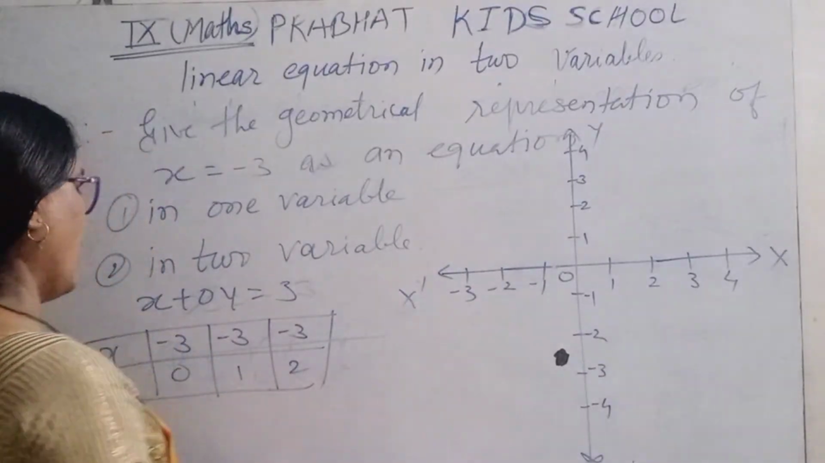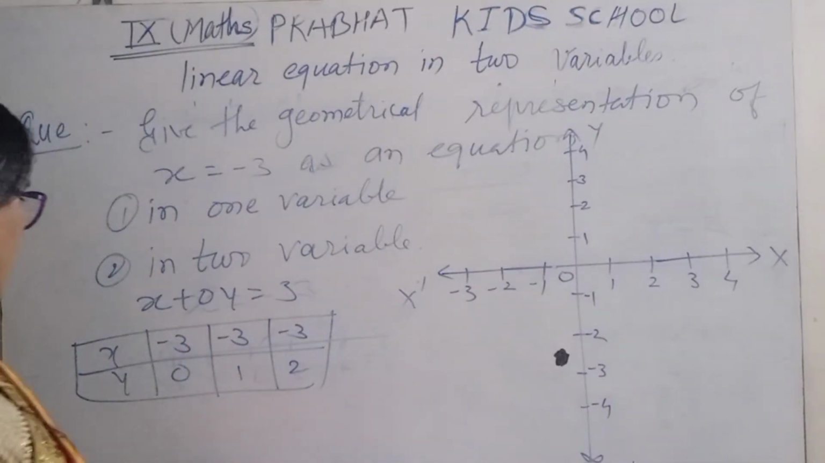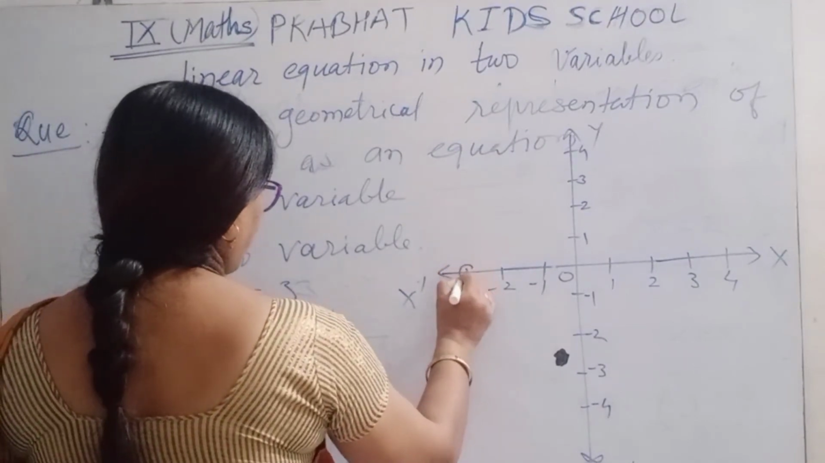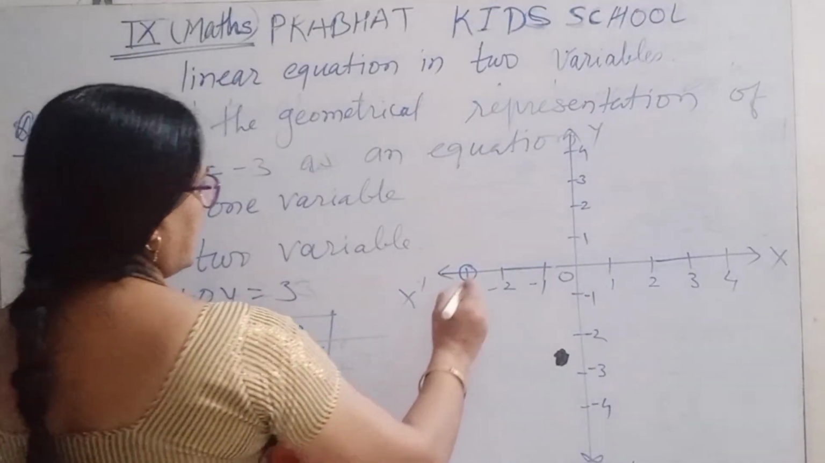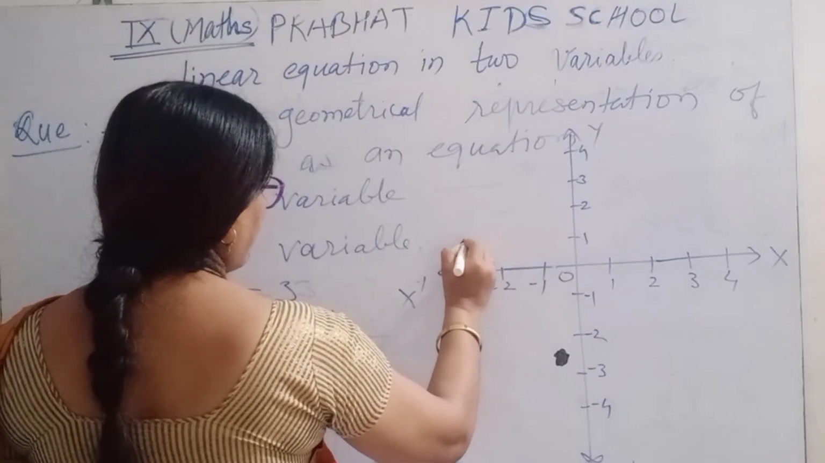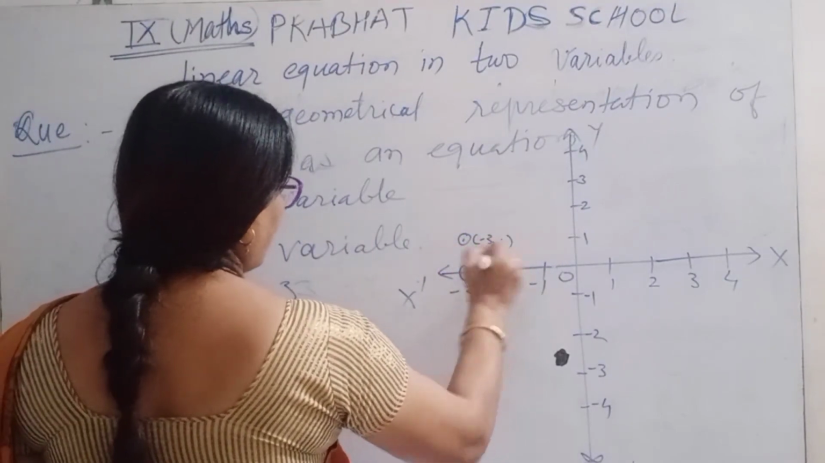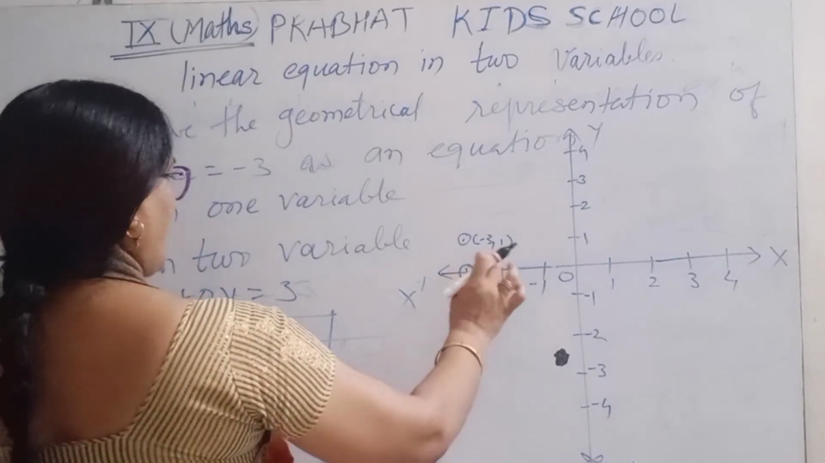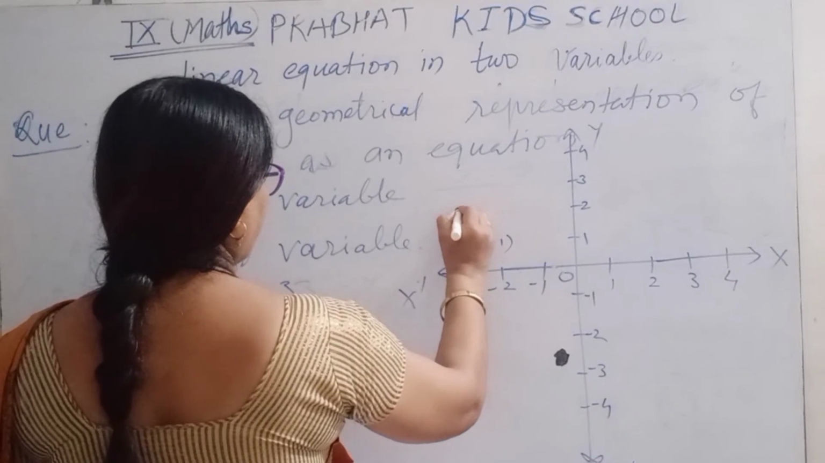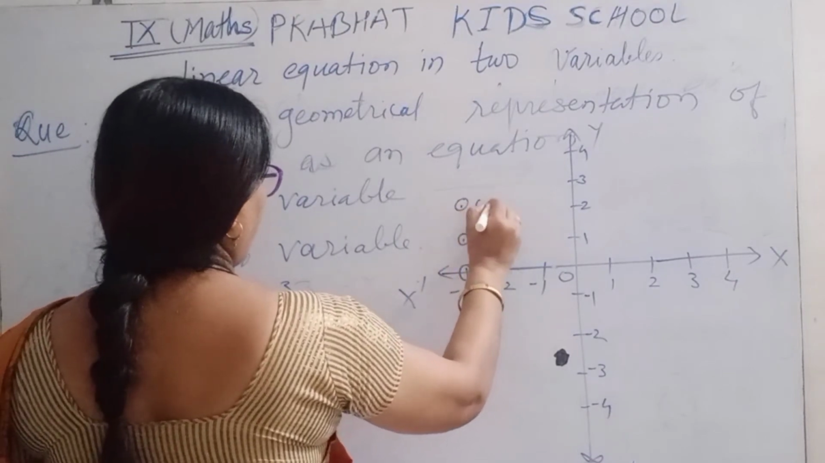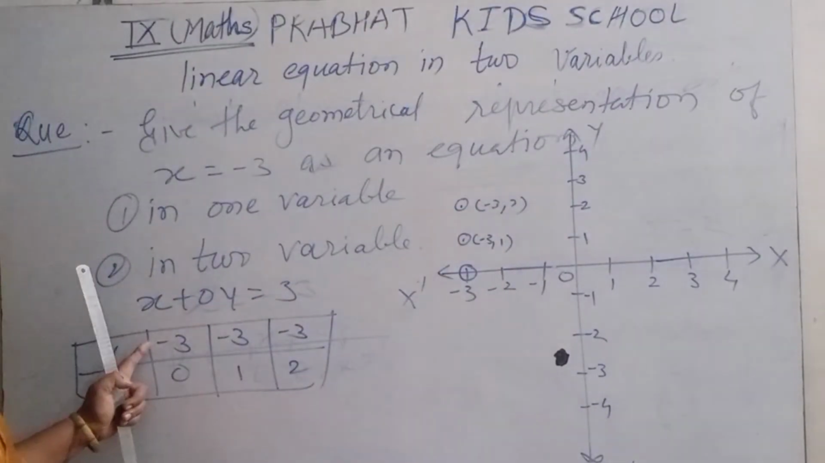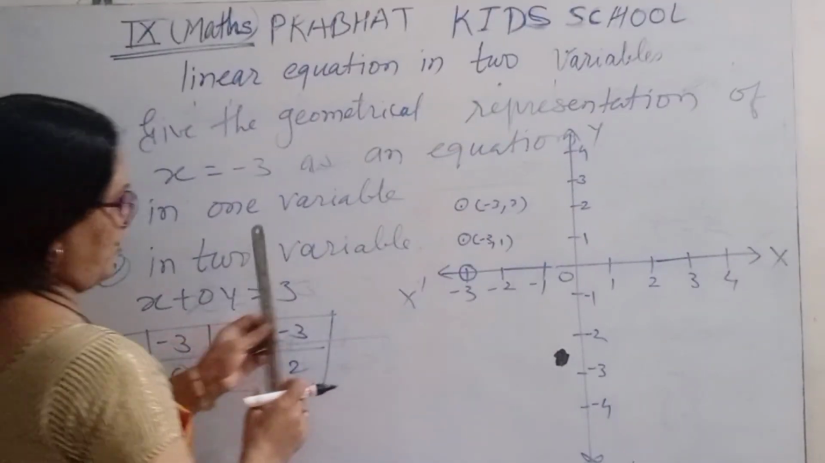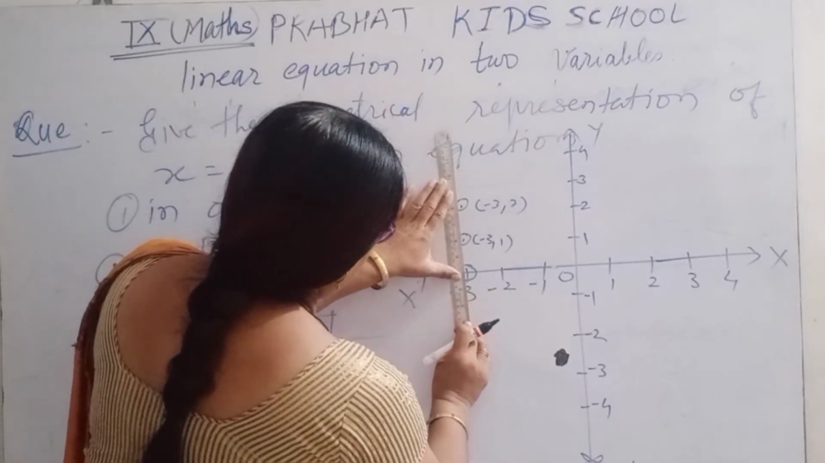Now we are plotting these points. Minus 3, 0 means here. Then minus 3, 1 means here. Then next is minus 3, 2, means here. Minus 3, 2, isn't it? So minus 3, 0, then minus 3, 1 and minus 3, 2. Join the points.